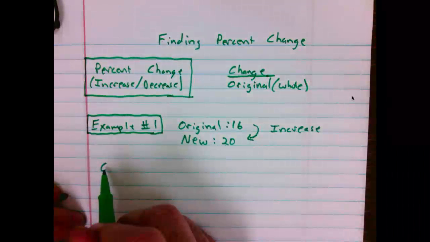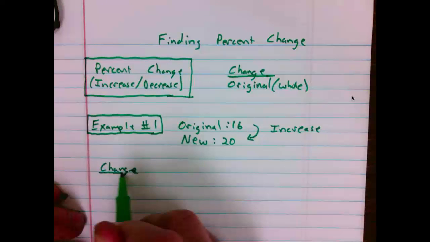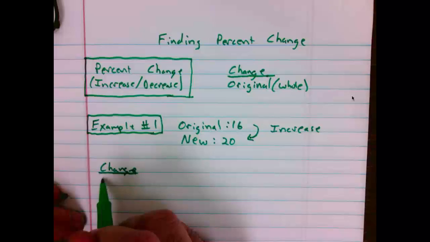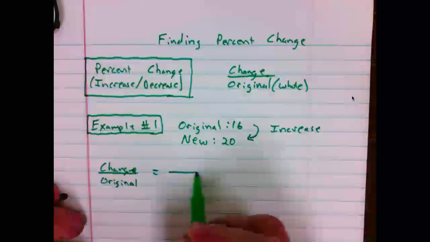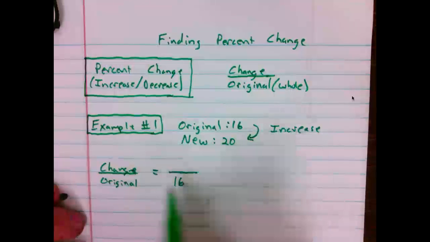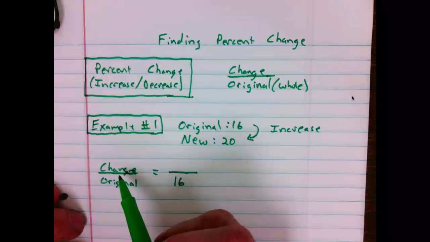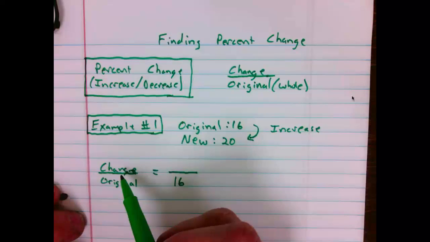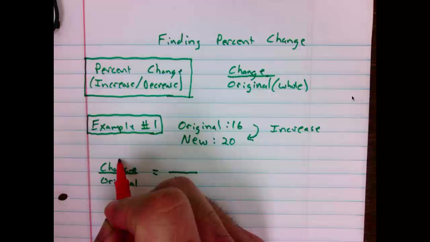Change divided by original. Well, in this case, our original is 16. That becomes the denominator of our fraction. The change, just like at the store, if you were to buy something that cost $3 and you pay with a $5 bill, your change is 2. Change indicates subtract.